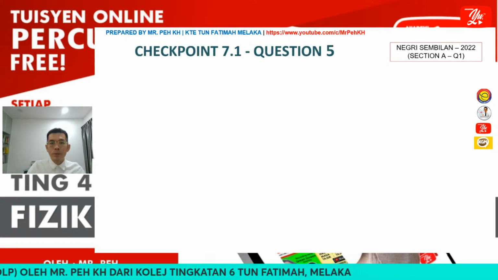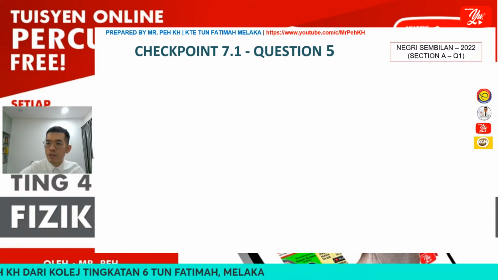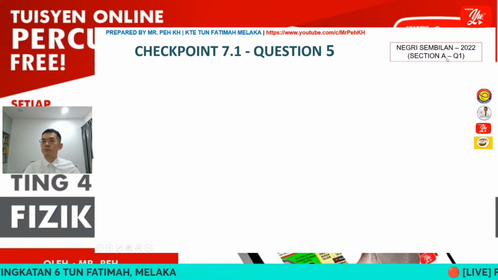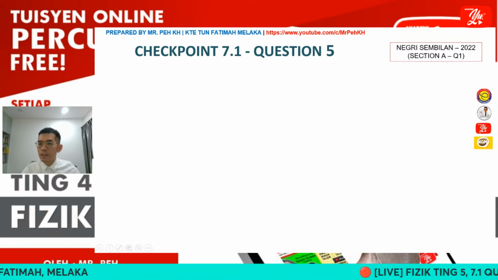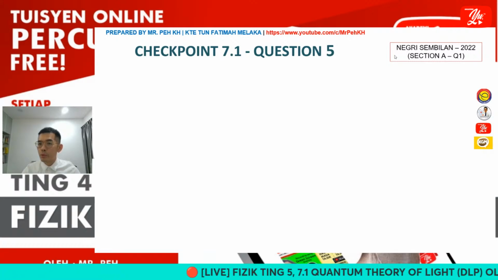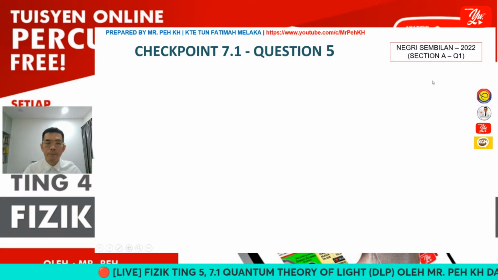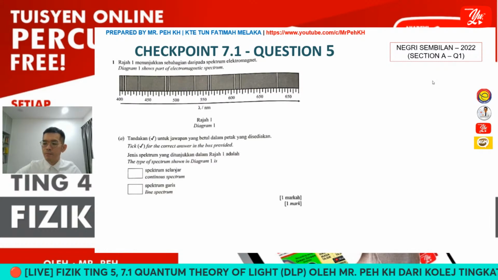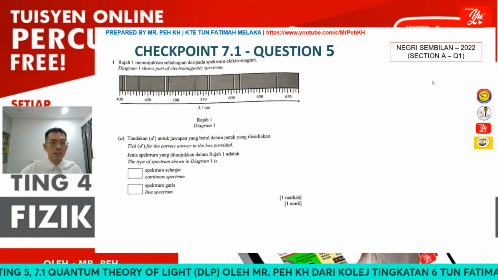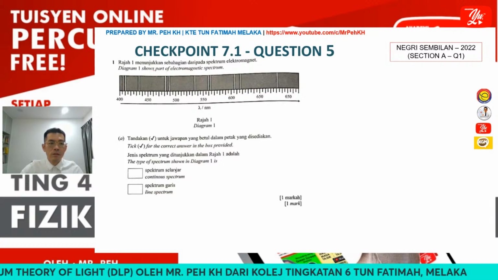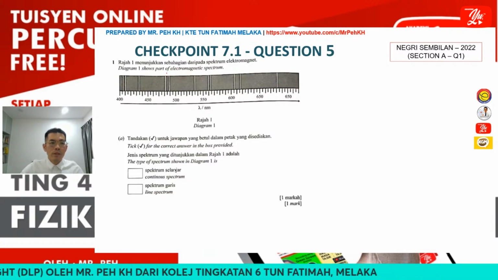Okay, then here will be another subjective question I select from paper 2, section A. The question is the trial 2022 from State of Negeri Sembilan. So the question will be like this. Okay, so this is the diagram where showing the parts of the electromagnetic spectrum.